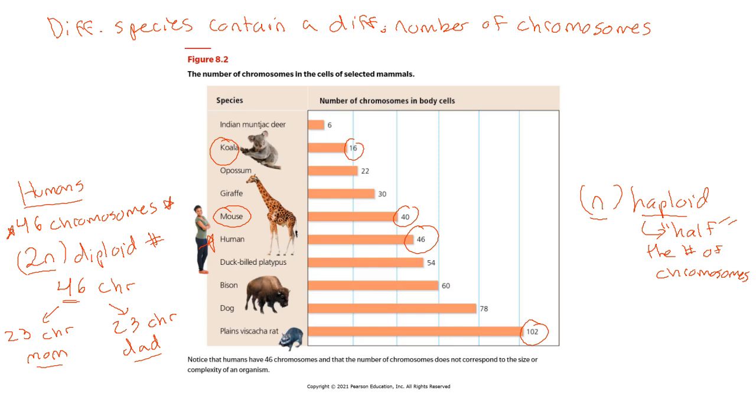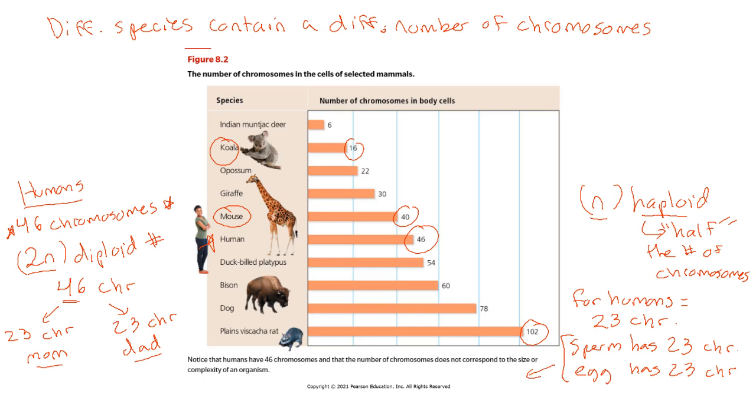And for humans, half is 23 chromosomes. The reason we need to know this is because the sperm has 23 chromosomes and the egg has 23 chromosomes. So the only time we talk about haploid is when we're talking about the sperm and the egg only.